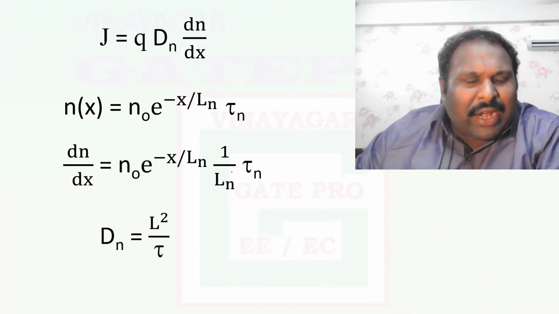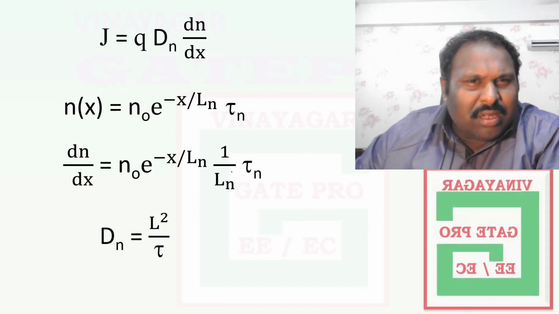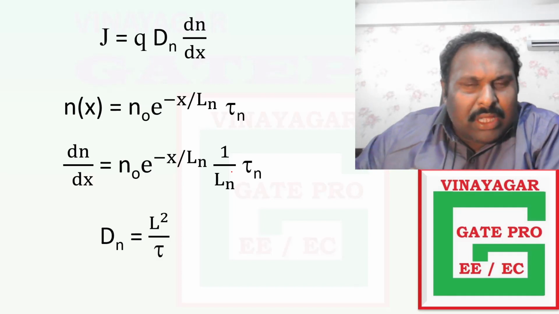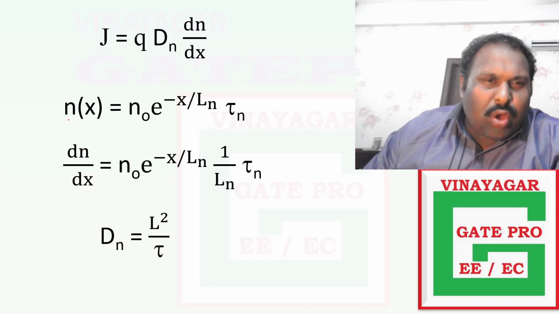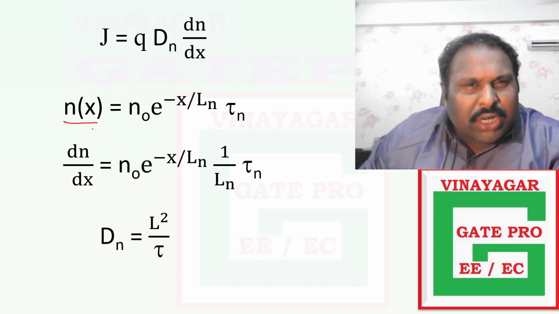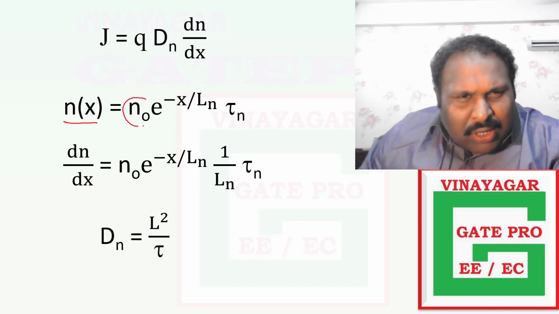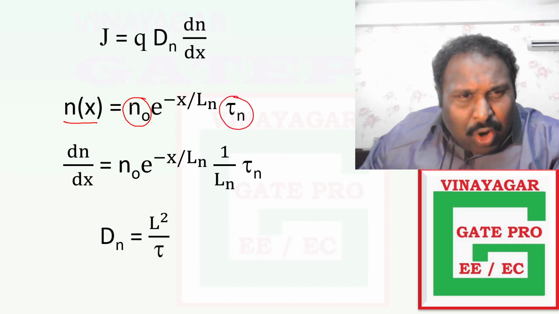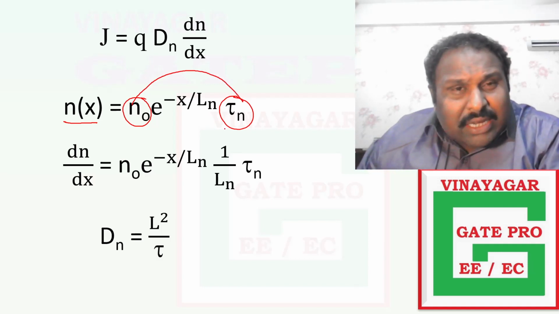So what is the formula for current density? J equals Q, diffusion constant, into dn by dx. Plus or minus, that depends on the polarity. That's not an issue. So what is your dn by dx, or what is your n of x, the concentration gradient? The n of x is essentially n naught, carriers per unit volume per unit time, multiplied by lifetime. That is at the center.